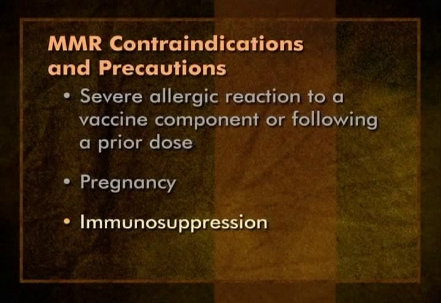Immunosuppression, which we use synonymously with immunodeficiency and immunocompromised, is also a contraindication to measles vaccine. MMR vaccines should not be given to persons taking large daily doses of oral or parenteral corticosteroids for more than 2 weeks. It should not be given to persons with cancer or those being treated for cancer. Measles-containing vaccines should be delayed for at least 1 month after high-dose steroids or immune modulators such as etanercept, and at least 3 months after chemotherapy.